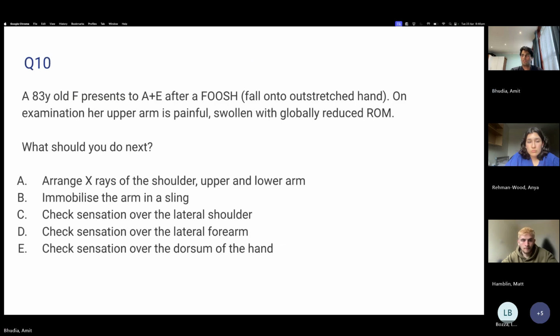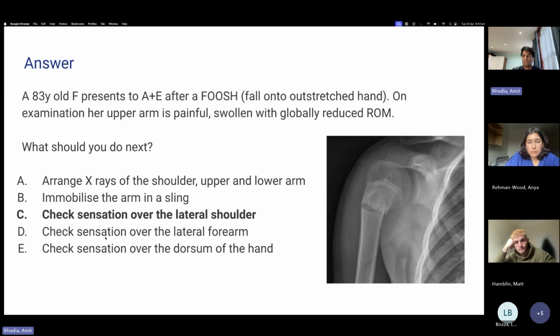One more question. So this is an 83-year-old that's presented to A&E after a fall onto outstretched hand injury. And then on examination, her upper arm is painful, swollen, with a globally reduced range of movement. So out of these, the correct answer is C. So you need to check the sensation over the lateral shoulder. So from the stem, it sounds like he could possibly have an injury to the proximal humerus.